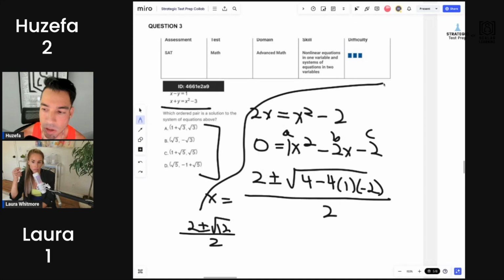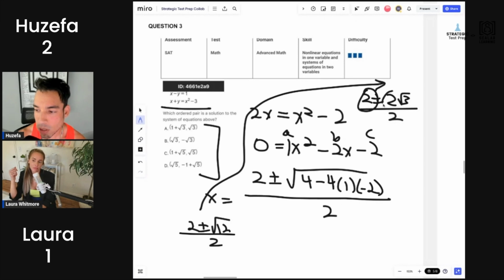Hold on. Let me do a little arrow so you see where I'm going. So we got 2 plus or minus 2 rad 3 over 2. Now I can divide both of these by 2 as well as the denominator, and we're left with 1 plus or minus rad 3.